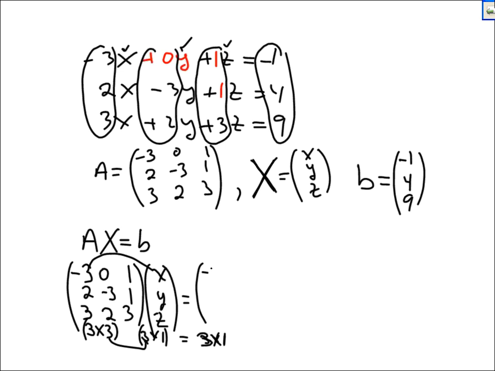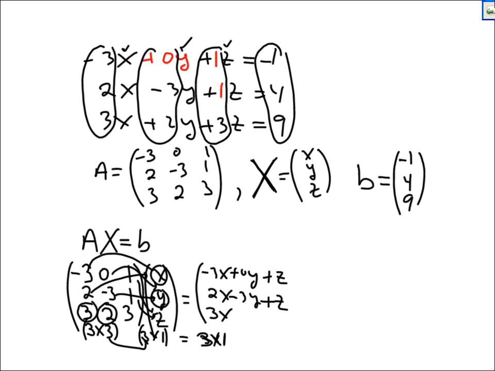Get negative 3 times x plus the 0 times the y plus the 1 times the z. For the second row, you get negative 2 times x, negative 3 times y, and finally 1 times z, which I'll just write as z. For the last row, you get 3 times the first entry, 3 times x, 2 times y, plus 2 times y, doing the dot product, plus 3 times z.